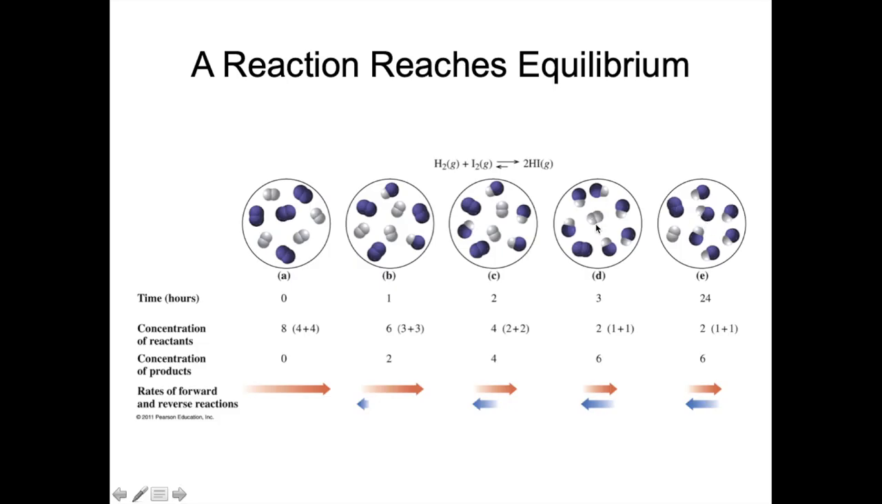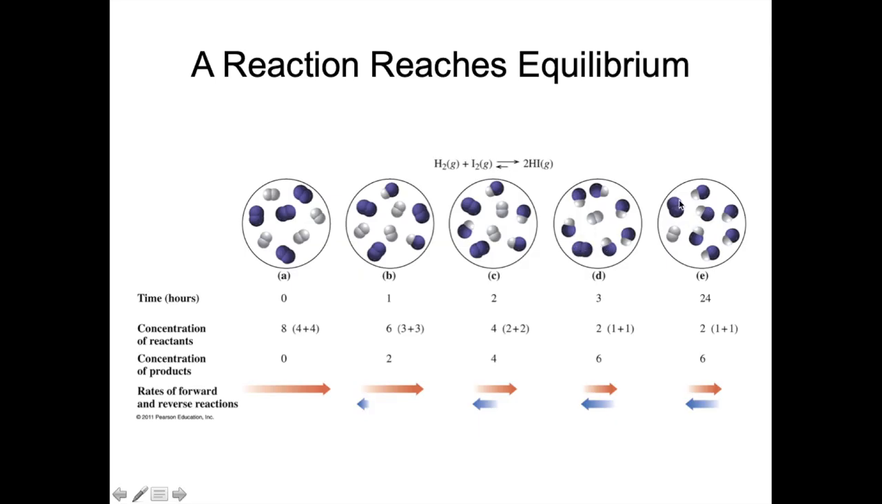Now, please note though that we do not have equal amounts of hydrogen iodide and our reactants, hydrogen and iodine. Notice in this sample, we have only one hydrogen molecule and one iodine molecule, and we have 6 hydrogen iodides. And same here 24 hours later. Now please note, of course, that this hydrogen molecule is not the same as this hydrogen molecule here. Same with this iodine and this iodine.